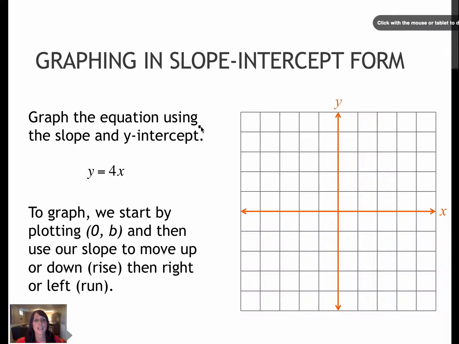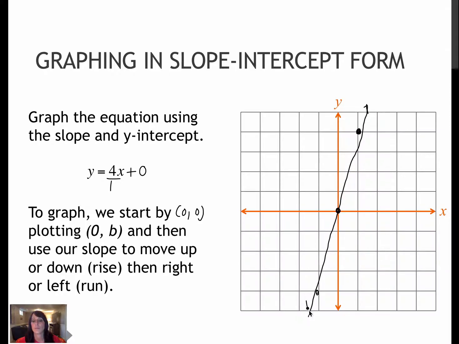y equals 4x is in slope-intercept form, even though it doesn't really look like it. So I gave you 2 things different on this equation. There's no plus anything, so it's plus 0. And there's no run, which means let's make it a fraction. 4 is the same as 4 over 1. So that means I'll start at 0, b, which is 0, 0 at the origin. My slope of 4 is actually 4 over 1, so I'm going to rise 4, run 1. Or I could have gone down 4 to the left 1. So that's my very steep line right there.